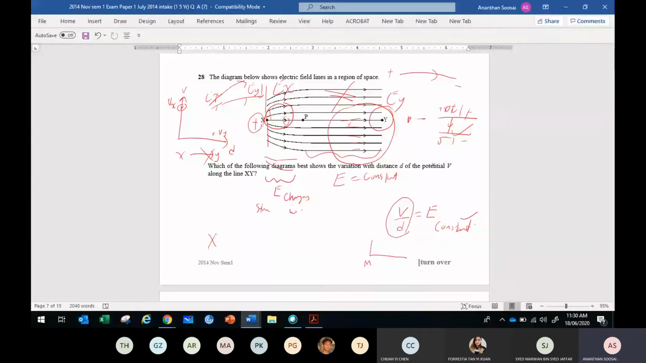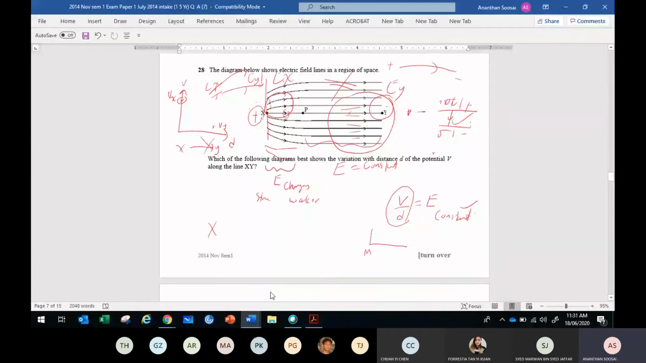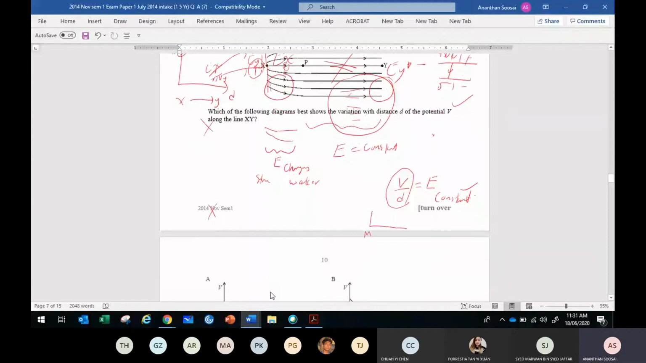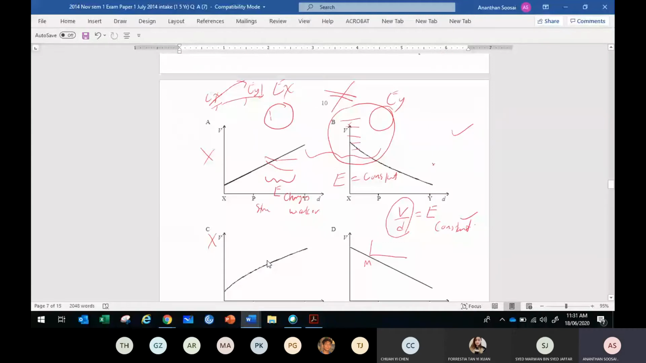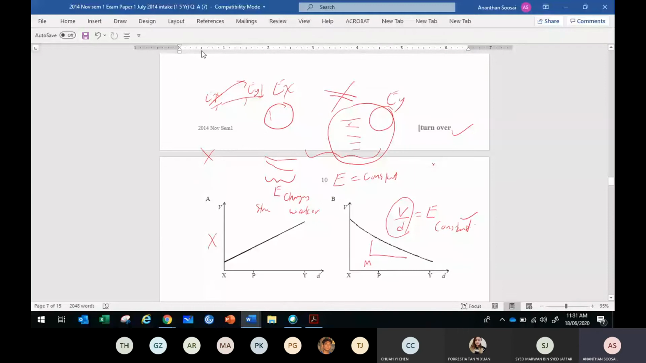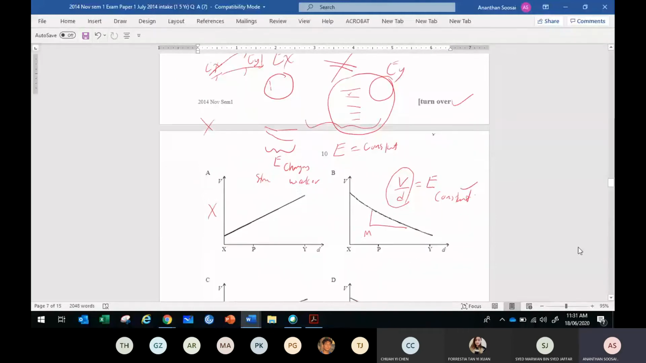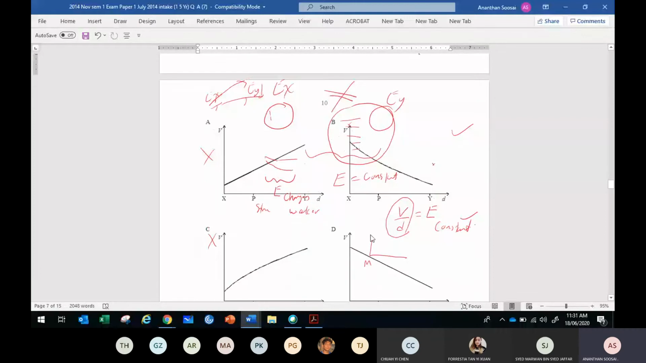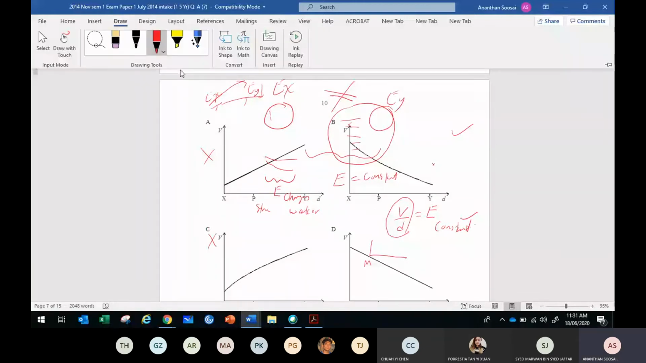The field gets weaker. So which graph should it be? The field is changing, so what should be the answer? I go for B. It should be B. Let me clear this. How to clear it? Drawing canvas. Okay, so it should be B.